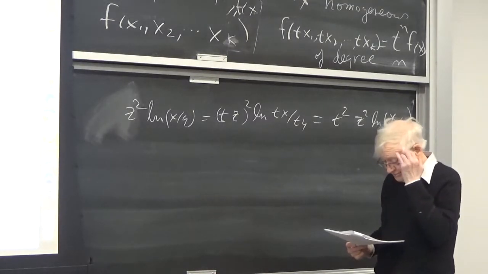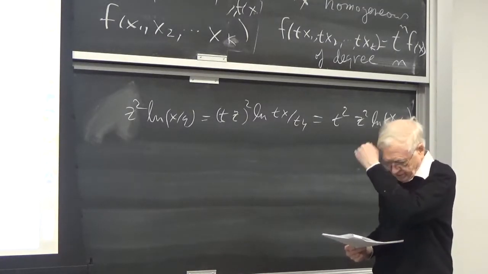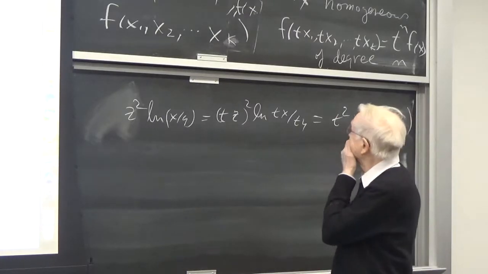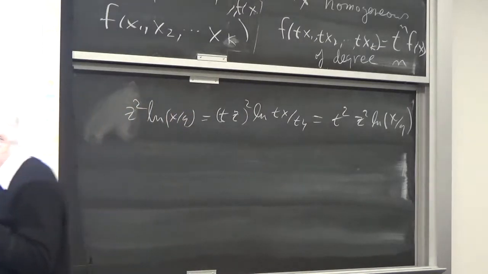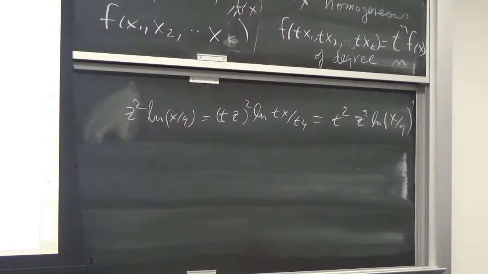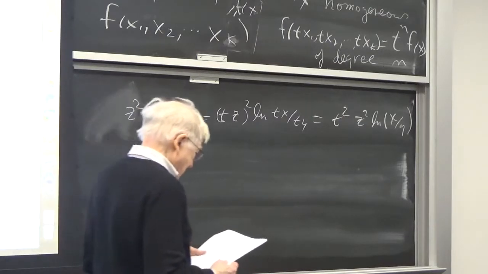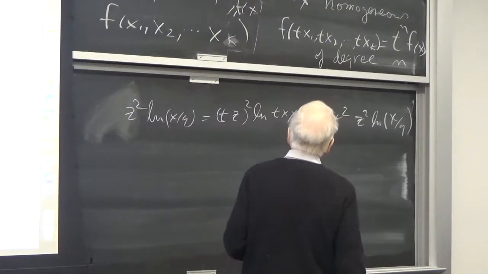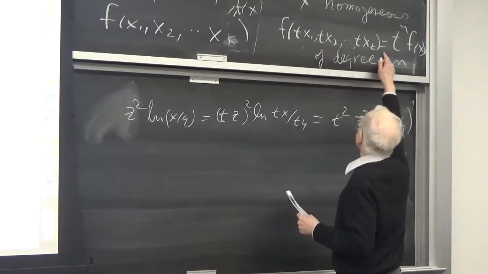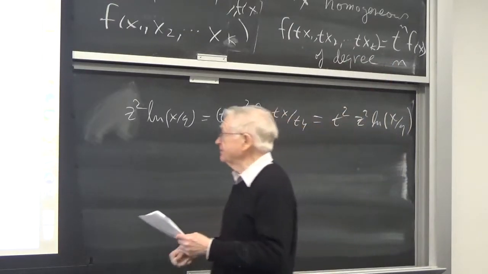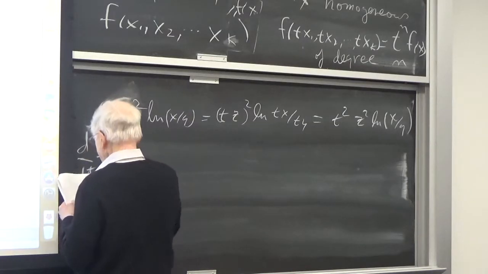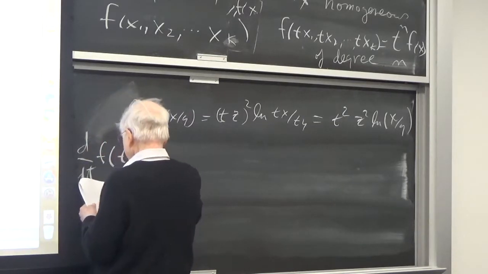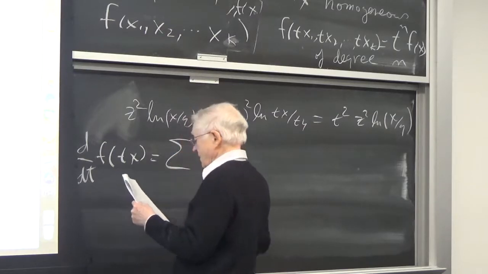Now, Euler realized that functions that are homogeneous of degree n have really interesting properties, and what he did was he differentiated this expression with respect to t. So we have d/dt of f of tx, and that would be a sum.